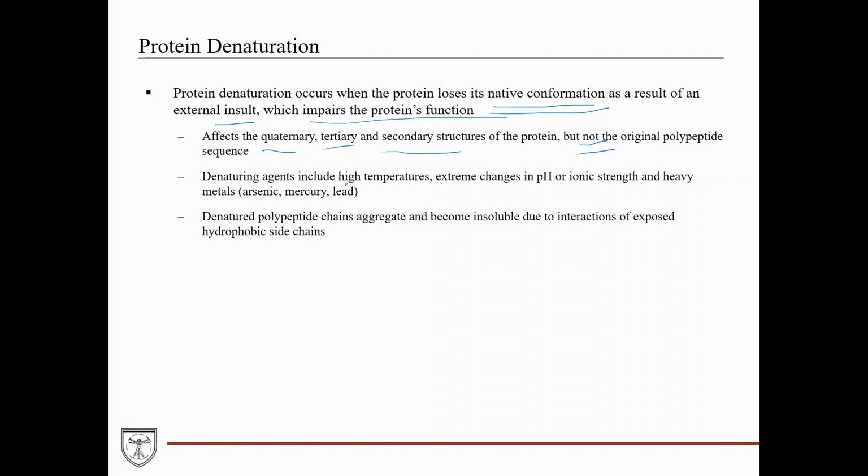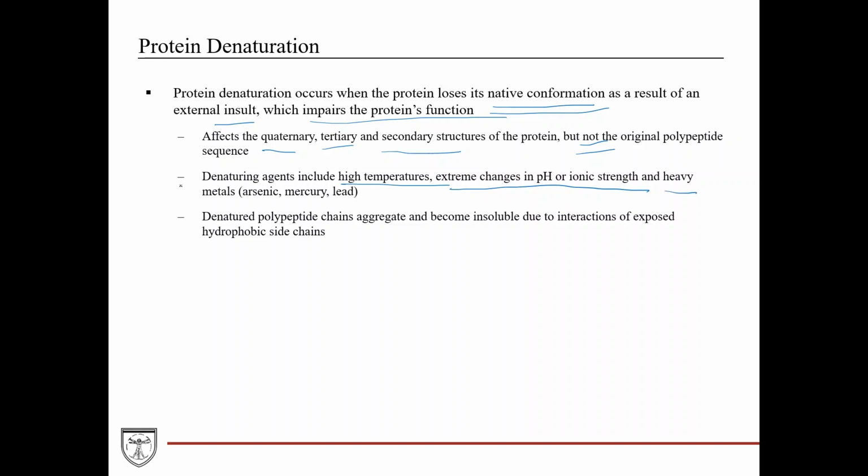Denaturing agents include high temperatures. That's part of the reason why really high fevers can be devastating: high temperatures cause protein denaturation, and our body is essentially composed of proteins, and many enzymes and other functional proteins. Another agent is extreme changes in pH or in ionic strength. These affect the actual environment that proteins are immersed in. If an environment becomes very acidic or very basic, it's going to affect the chemical nature of a protein, thus affecting its structure, which would affect its function and denature it.